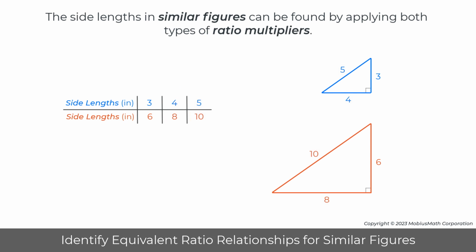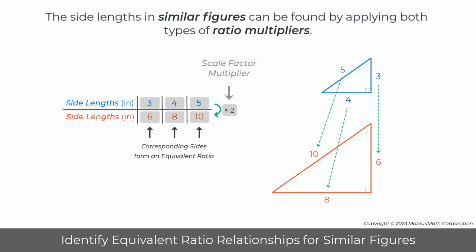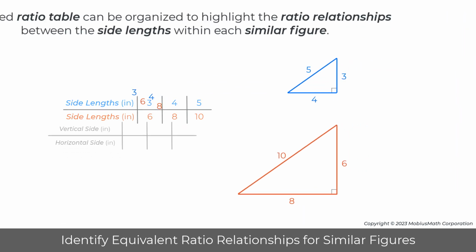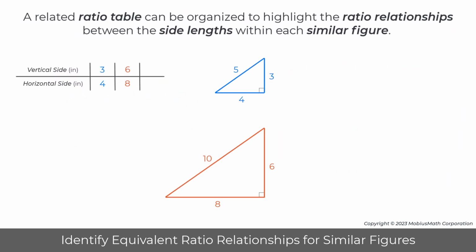So, one ratio relationship for similar figures relates the corresponding side lengths in two different similar figures. The other ratio relationship for similar figures relates the side lengths within each similar figure. A related ratio table can be organized to highlight the ratio relationships between the side lengths within each similar figure. The internal ratio multiplier in this ratio table represents the multiplicative relationship between the horizontal and vertical legs of any triangle that is similar to the original right triangle.